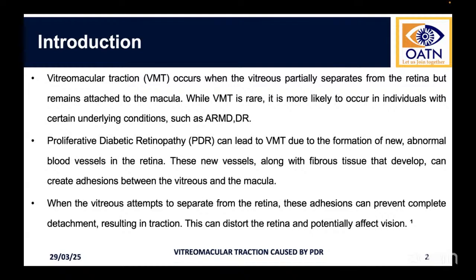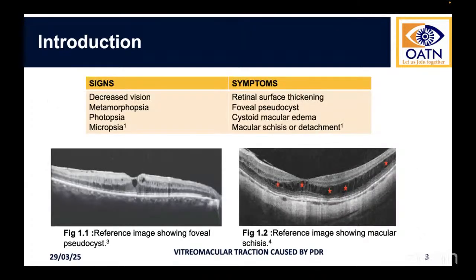When the vitreous attempts to separate from the retina, these adhesions will create traction, resulting in distortion, and it will potentially affect the vision. The common signs are decreased vision, metamorphopsia, photopsia, micropsia, and the findings include retinal surface thickening, foveal pseudocyst, cystoid macular edema, macular schisis, or macular detachment. In this first reference image, you can see the foveal cyst or pseudocyst over here, and in this one, you can see the cyst lines in this image.